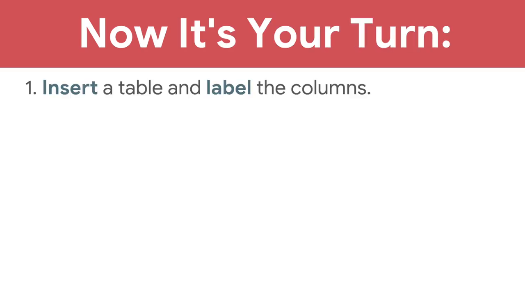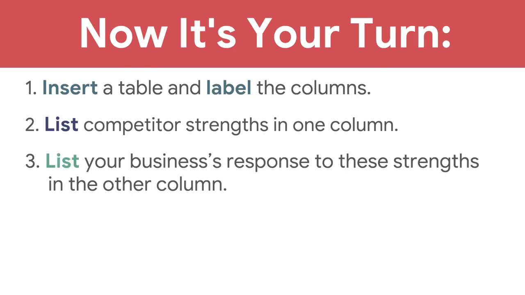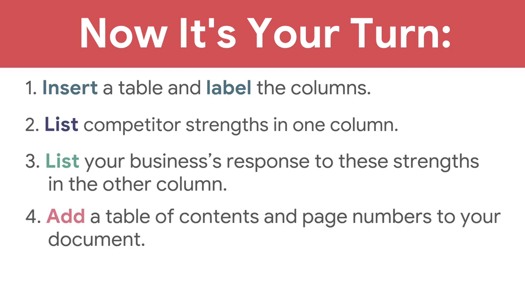Now it's your turn. Insert a table and label the columns. List competitor strengths in one column. List your business's response to these strengths in the other column. And add a table of contents and page numbers to your document.